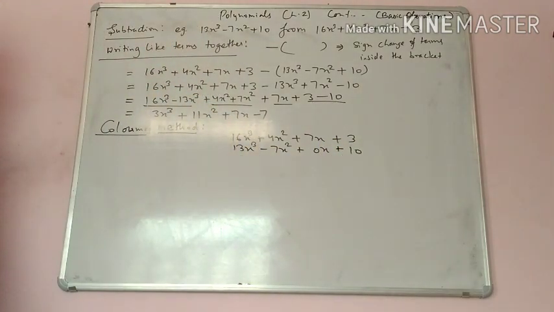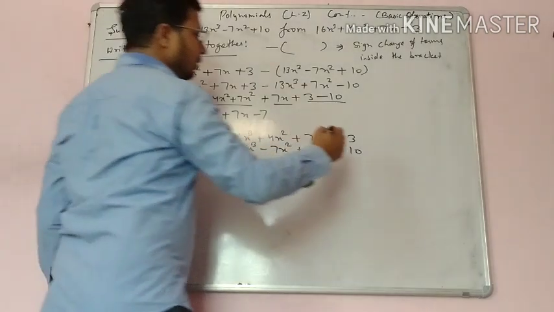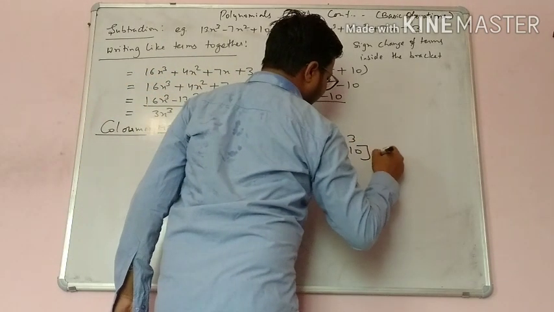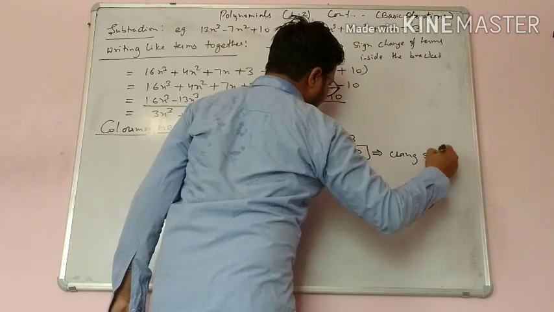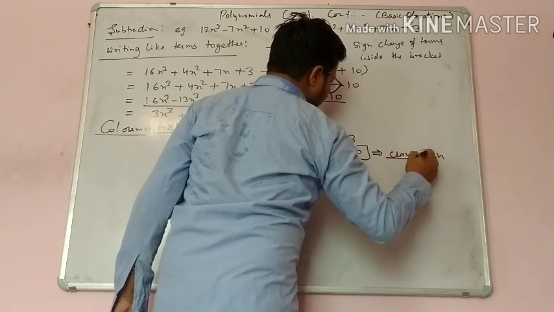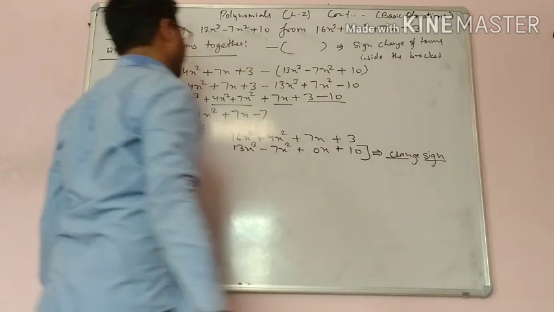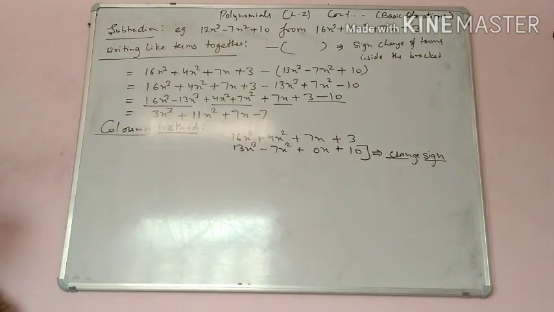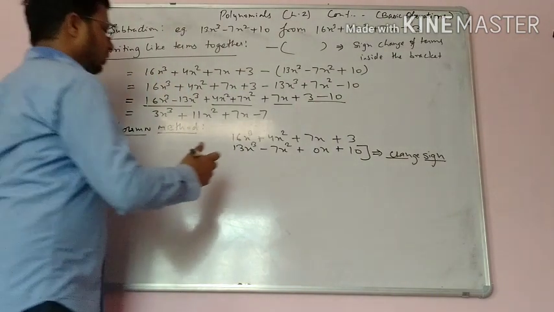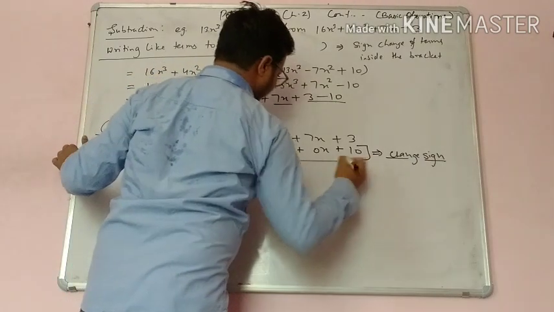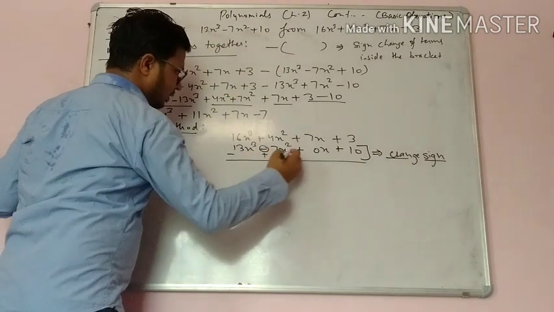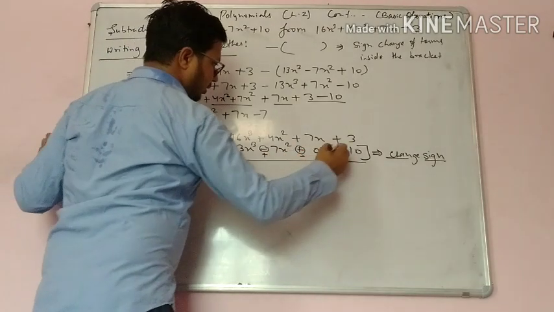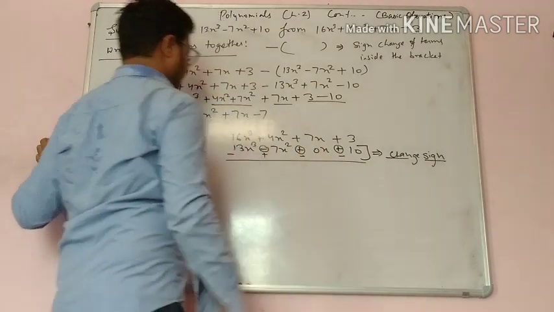Now after that what you have to change is the sign. Change the sign of the polynomial, or you can say algebraic expression, which you are subtracting. When you change the sign, it becomes minus, it becomes plus, it becomes minus, it becomes minus.